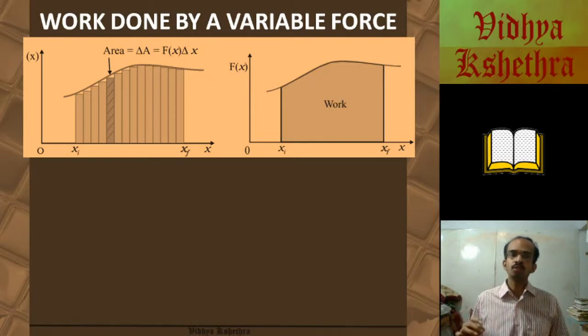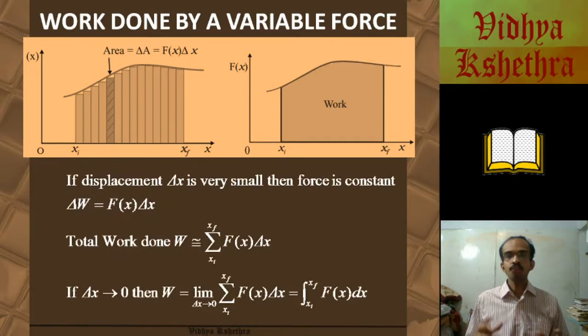Now, in order to find the total work done, we will first split this whole into very small sections of area delta A, which is equivalent to f of x into delta x. Now, if displacement delta x is very small, then force is constant. So, we can use the formula for work done, that is delta W is equal to f of x into delta x. Now, total work done can be equivalent to the sum of all the areas shown in this graph. That is equivalent to sigma from xi to xf, f of x into delta x.